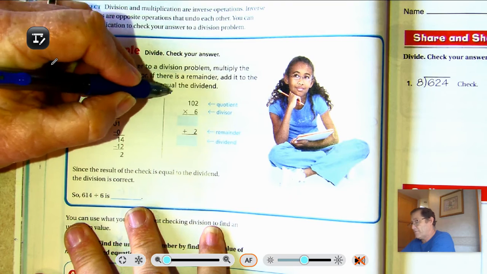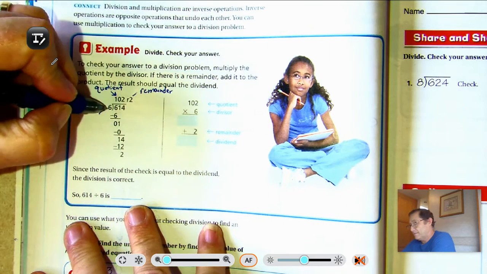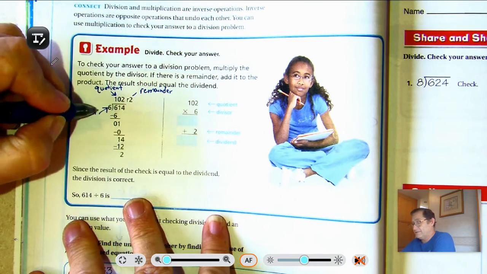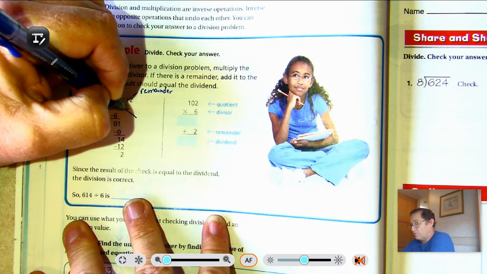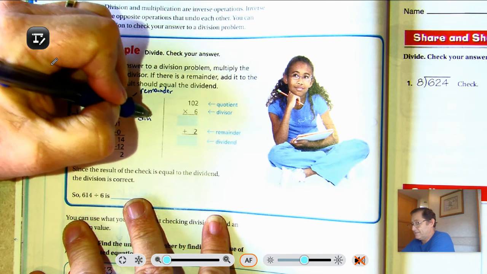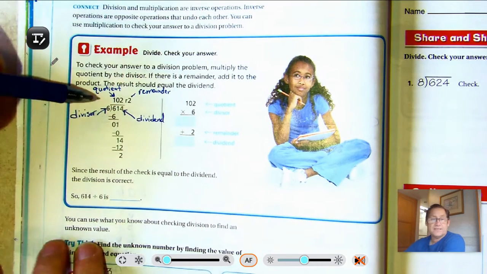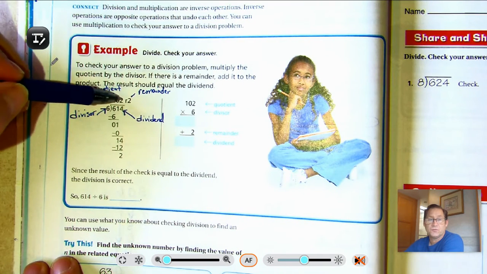R represents remainder, the part that could not be shared. The number we're dividing by is the divisor. And the number that we're sharing is the dividend. Okay, so they divided this problem, 614 by 6, and came up with an answer of 102 with a remainder of 2.